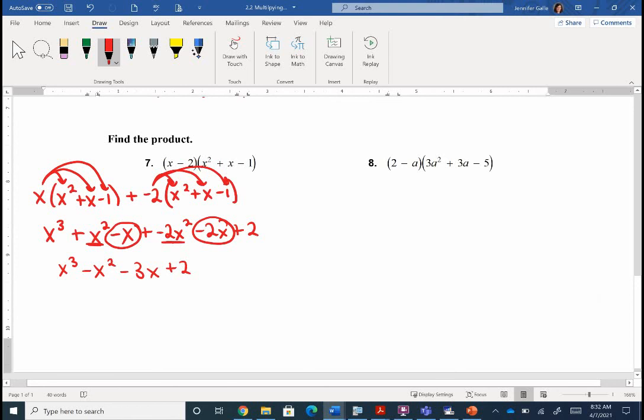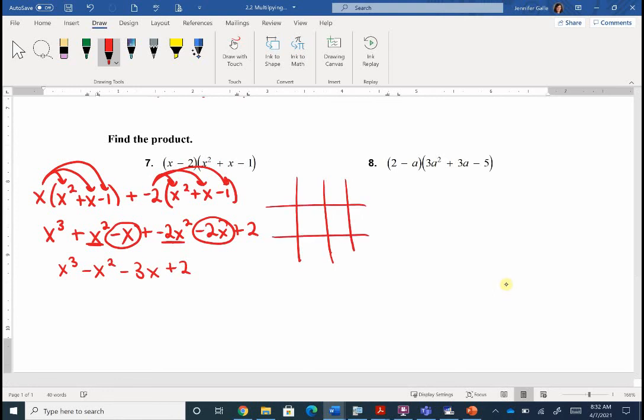If you like the boxes, you just have to put one more line on there. So you can do your x and -2, x squared, x, and -1. So if you want to do the boxes, you can. You just have to add an extra column on to account for the extra piece of the trinomial. And then just go through and do your multiplying.